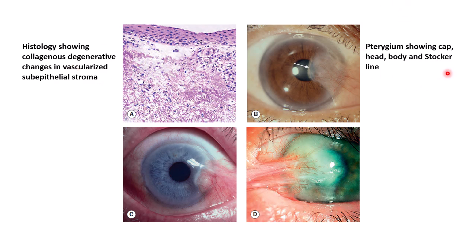This is the cap, head, body, and Stocker's line. Stocker's line is a favorite MCQ. It comes as a one-liner. Stocker's line is basically one of the corneal lines, so-called lines. There are several corneal lines. So Stocker's line is a line of iron deposition at the leading edge of the pterygium.